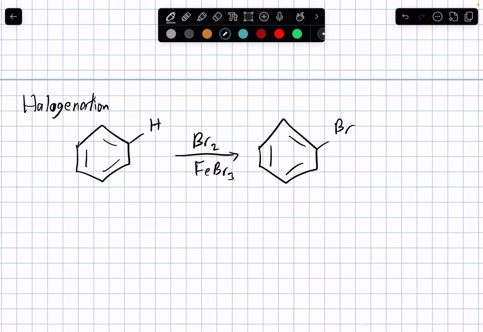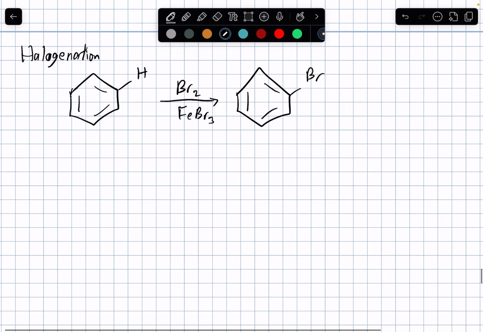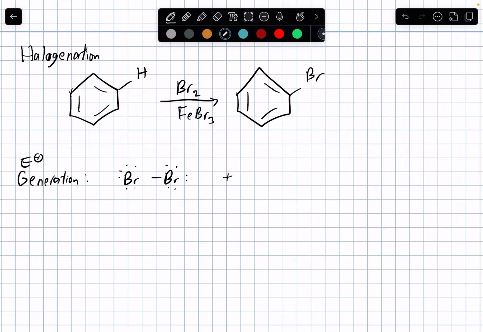Okay, so for the mechanism, we first always start not in step 1. We start with the electrophile generation. So for electrophile generation, we have Br, no? What we want to substitute. It can hold up to 7 electrons, so there's no charge right now. The catalyst, let's add the catalyst. So these are the key players that are involved in electrophile generation, whatever is here.